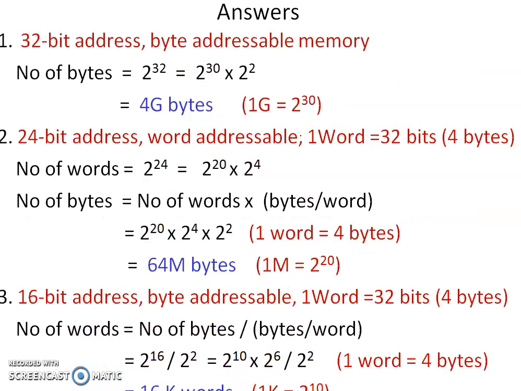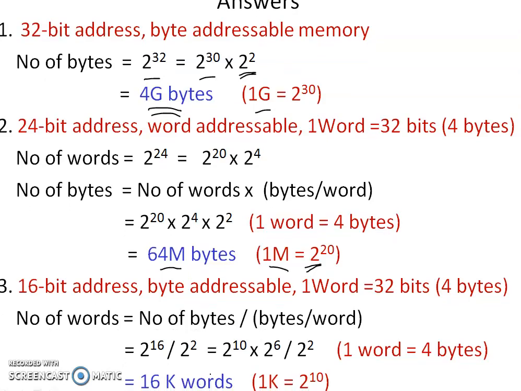The solution is also given here; just a conversion is being done. You get 2 raised to 32. You know that 2 raised to 30 is 1 gigabyte, and when you do this calculation, it will be 4 gigabytes. Similar is the case here: 64 megabytes is the answer, where 1 megabyte is equal to 2 raised to 20 bytes. And here also you get the answer as 2 raised to 14 words, which in kilo form is 16K words, where 1K is equal to 2 raised to 10.